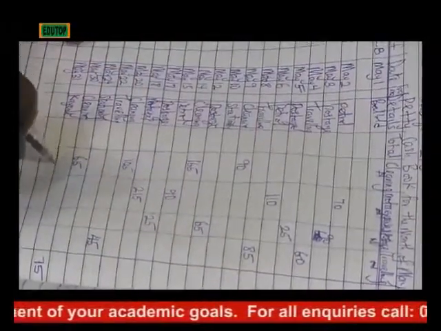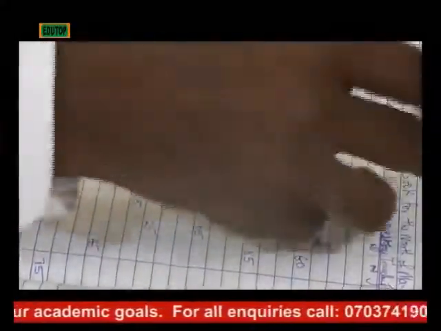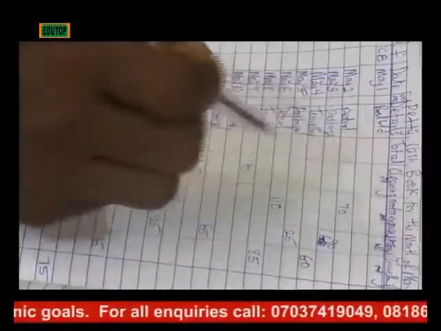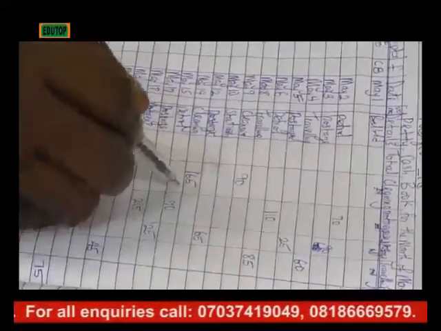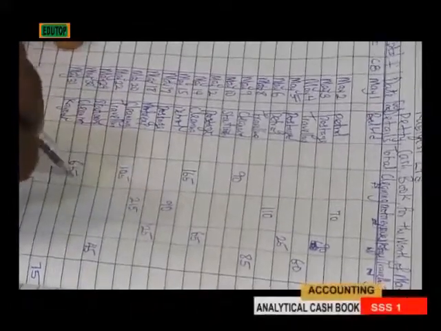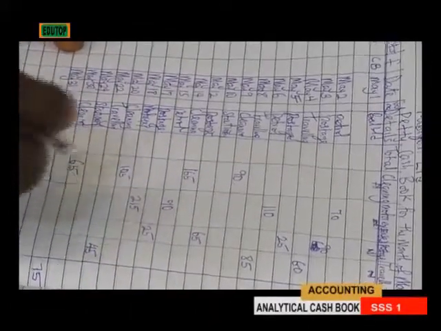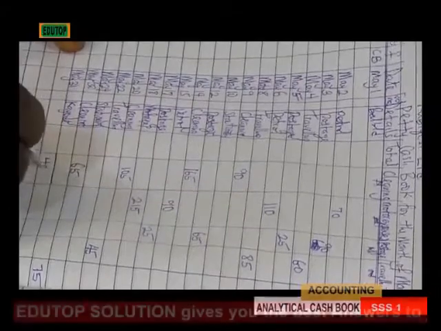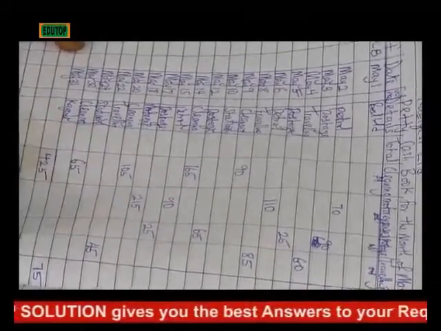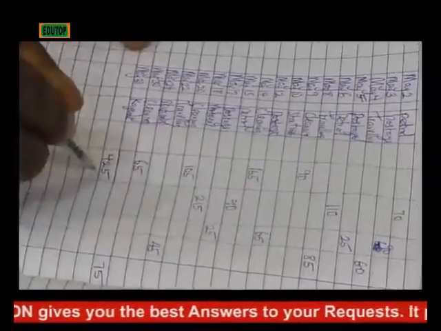Let's start from the cleaning. Under cleaning, we have 90 plus 165 plus 105 plus 65. That is 425.